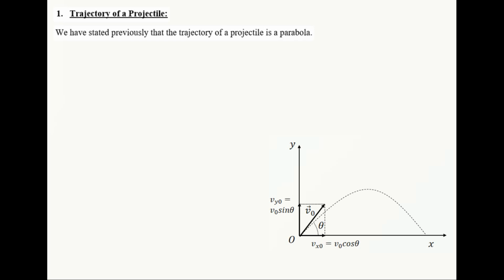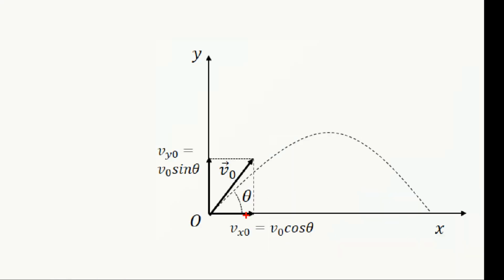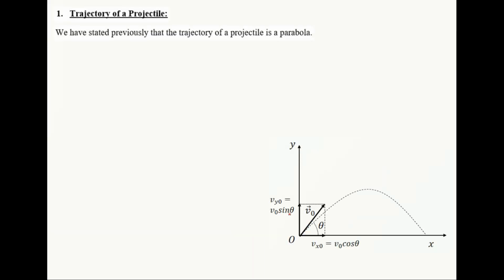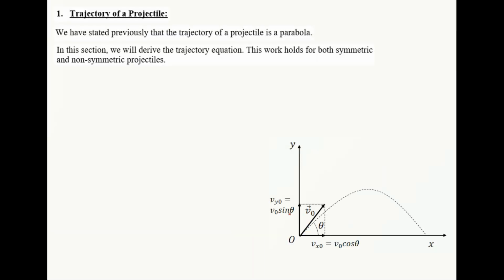Section 1, Trajectory of a Projectile. We have stated previously that the trajectory of a projectile is a parabola. Given the following projectile, it's being launched with an initial velocity v0 and it can be decomposed along the x-axis and the y-axis. In this section, we will derive the trajectory equation. This work holds for both symmetric and non-symmetric projectiles. We're not gonna put any conditions regarding the type of the projectile.